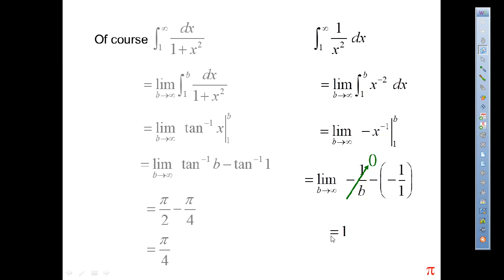So be careful. All right, and that is all of 8.4. We're going to talk a lot more about convergence and divergence when we get into series in the next chapter.